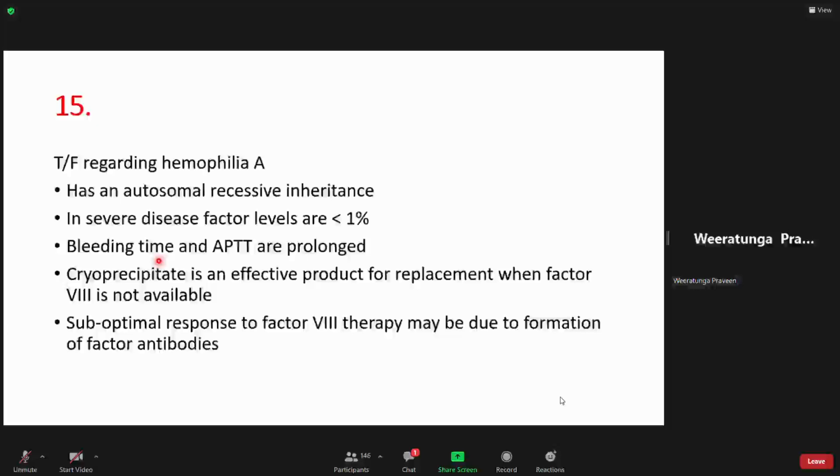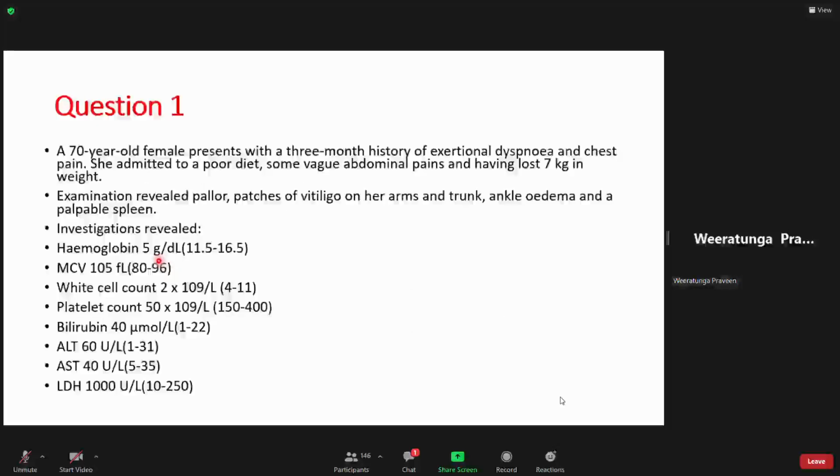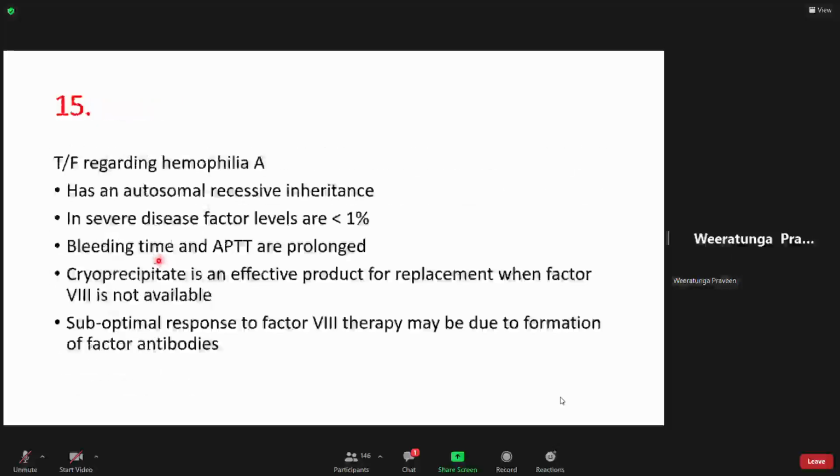Right. Hemophilia is again a pediatric topic, not very important for medicine. Don't worry too much about this.